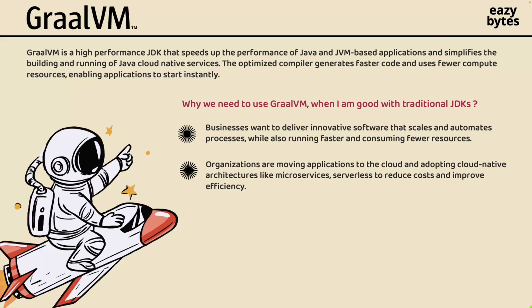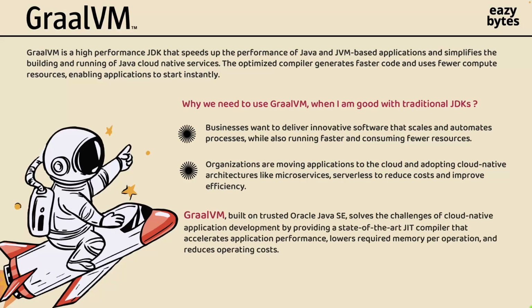If your organization is looking for such fast applications that consume few resources, then you should definitely use GraalVM. With GraalVM, without making any code changes inside your web application, your application performance is going to improve to a great extent. Behind the scenes, GraalVM is built on a state-of-the-art new JIT compiler. We are going to talk about what a JIT compiler is and how it improves performance in a few seconds. With the help of this new JIT compiler, GraalVM improves your application performance, requires lower memory per operation, and also reduces your cloud bill.